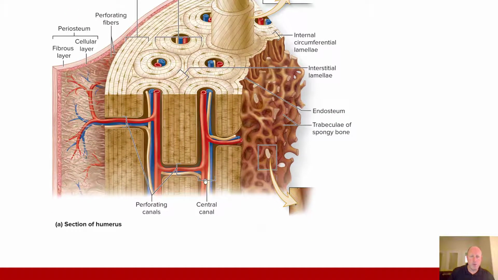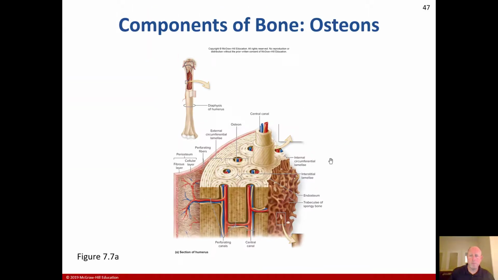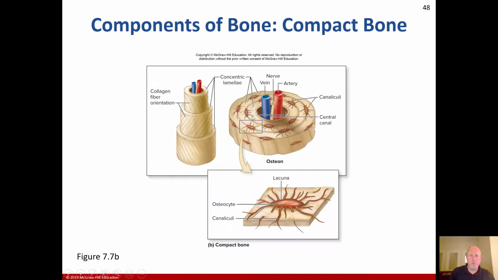And of course, a closer look here, the central canal, as well as these perforating canals that go perpendicular to that primary canal. And then we have a closer look here at the collagen fiber orientation. You can see they go opposite each other in this diagonal pattern, so that you can absorb or withstand torsion of the bone.